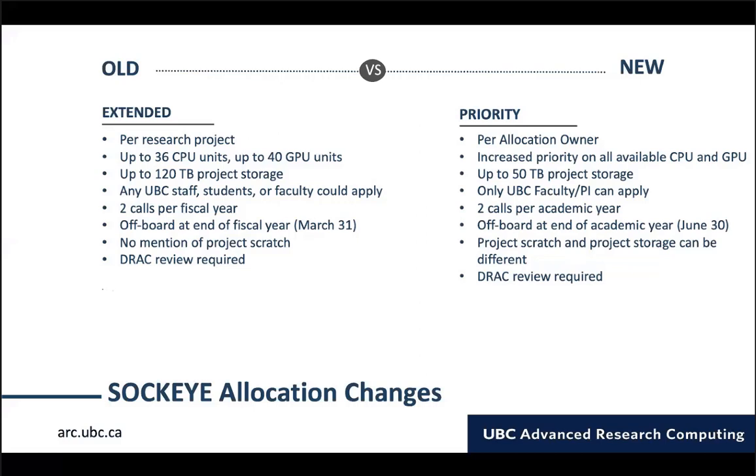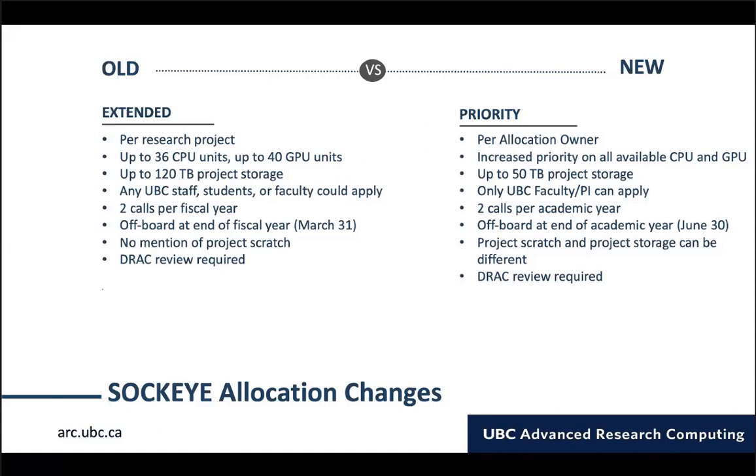Before, there was some rather complicated math in terms of how many CPU units, GPU units, up to 120 terabytes of storage. We've simplified all of that for our researchers. So now it is a matter of increased priority on our system. Your jobs will have increased priority, will run faster, and you can apply for up to 50 terabytes of project storage for your priority allocation.